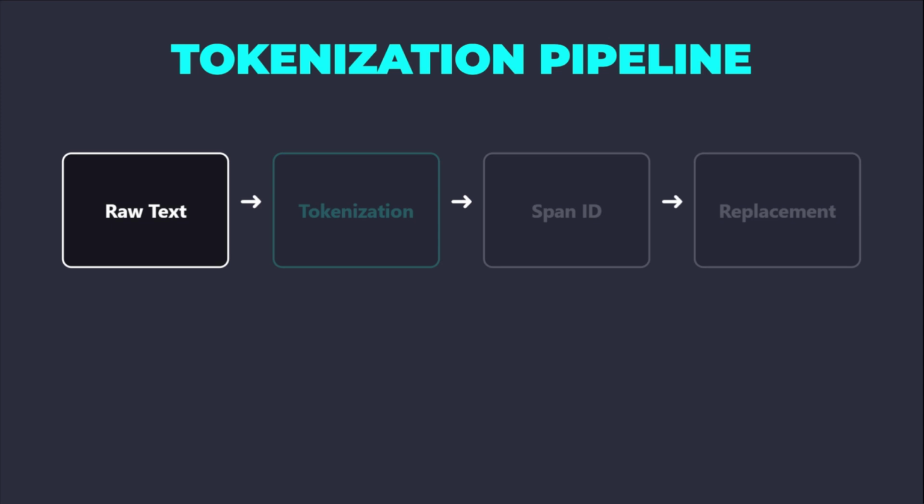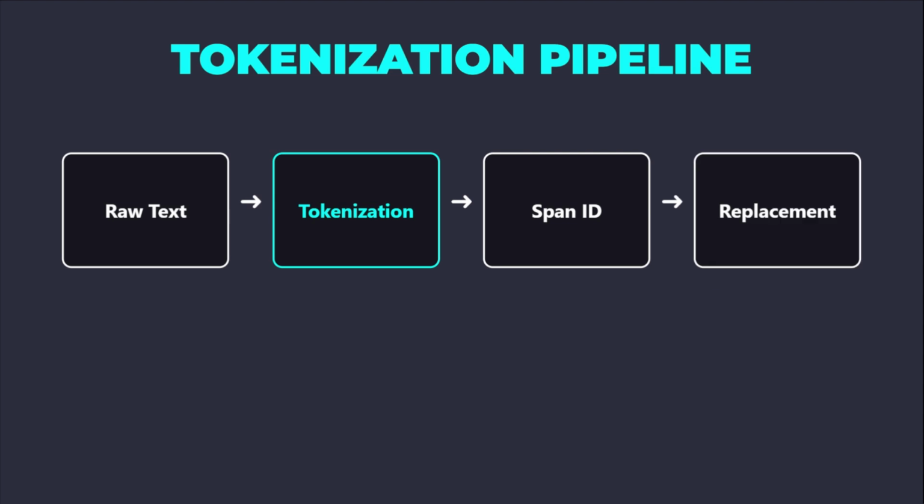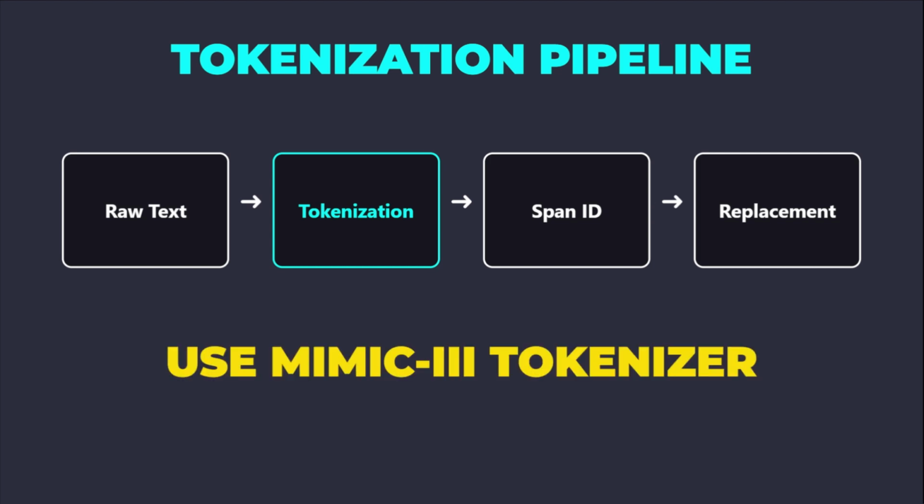The redaction pipeline executes in 3 stages: tokenization, entity span identification, and replacement. Standard tokenizers often break up complex clinical terms, impacting entity recognition accuracy. Use a specialized tokenizer, like one trained on MIMIC-3 data, to maintain clinical context.